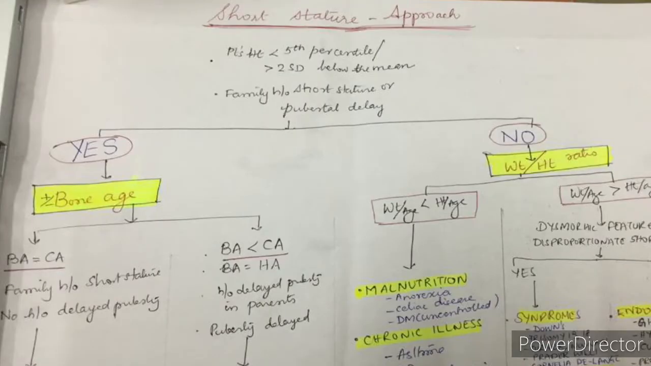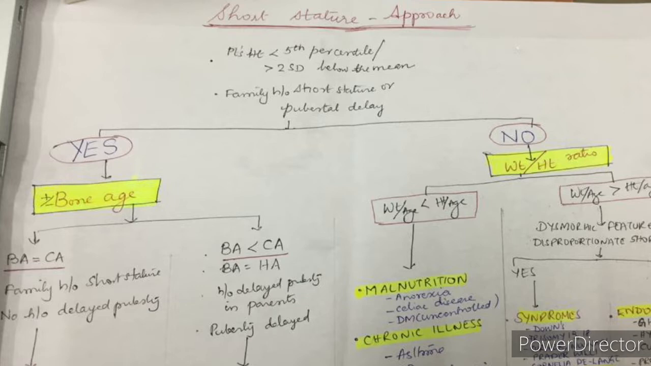Once you see the approach, first a child has come, you have plotted and you have found that the height is less than the 5th centile or less than 2 standard deviations below the age and sex of the child. Then we have to ask the history of any pubertal delay or any family history of short stature, and then find out the target height and the mid parental height and whether the child is following the growth curves. Then we need to do a bone age. A detailed video on the bone age will be coming up as the next video.